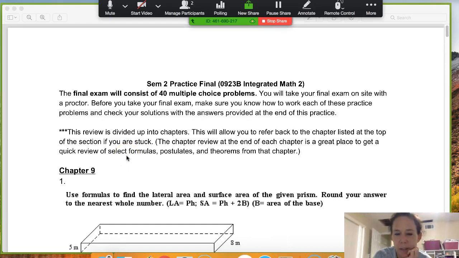So here's what's going to be on the final. 40 multiple choice questions. Just like on this practice final, there's 40 questions. So similar, there's 40 multiple choice questions.